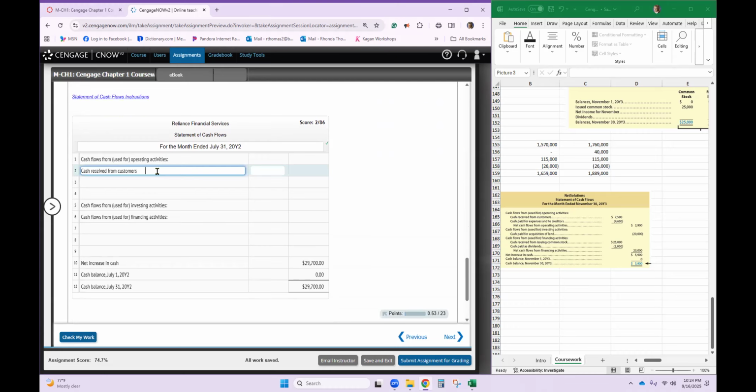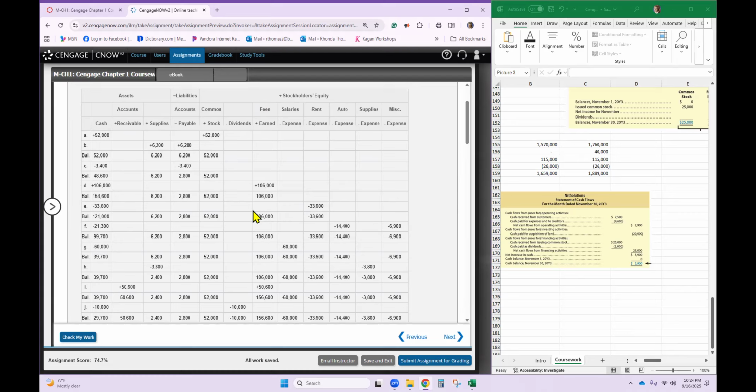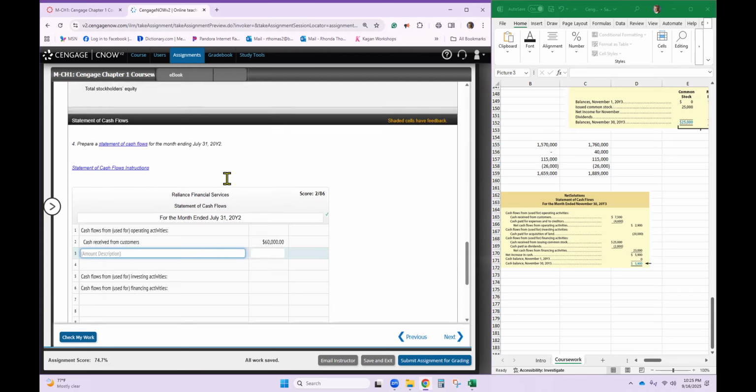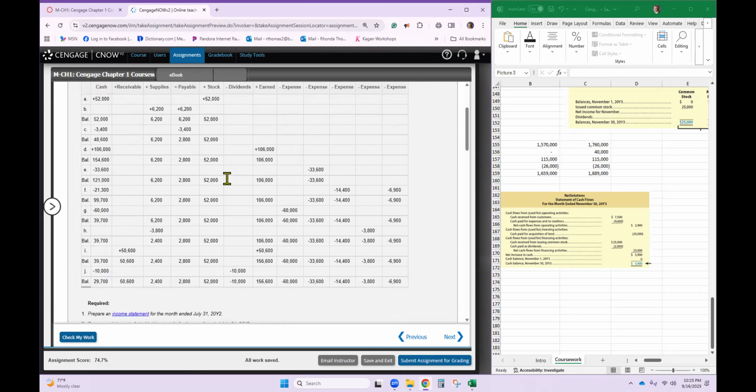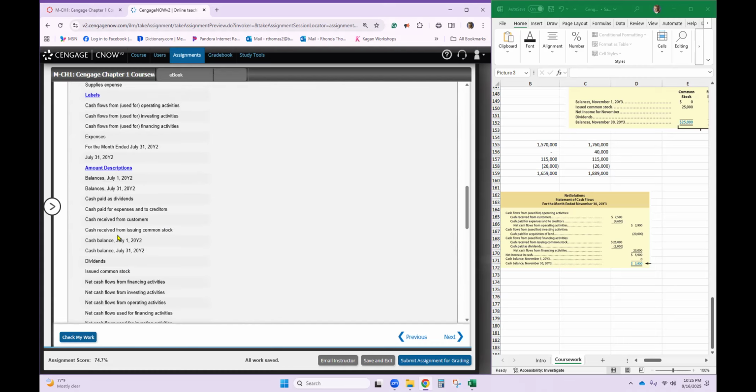So this is just the cash. This isn't all the revenue. So when we go up and look at cash, when cash goes up for 106,000, that's because we received cash for revenue from customers. Okay, that's the only one that is revenue. All right, so 60,000. And then the cash paid for expenses and creditors, I think is what we want. Cash paid for expenses and to creditors.